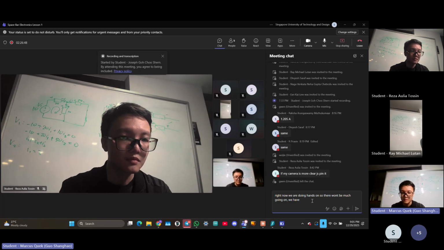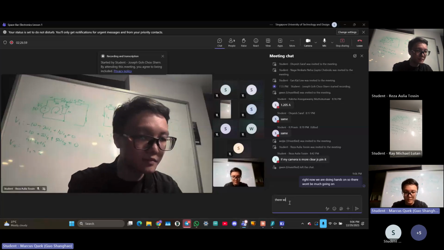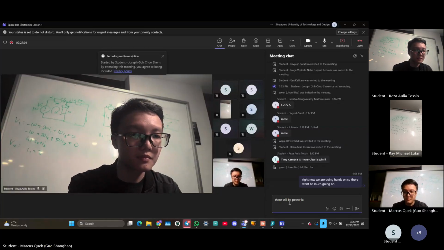My breadboards are very cheap, so they're a bit hard to push in. We're using male to male wires today because everything is female here, and we are going to take my resistors, which are somewhere.